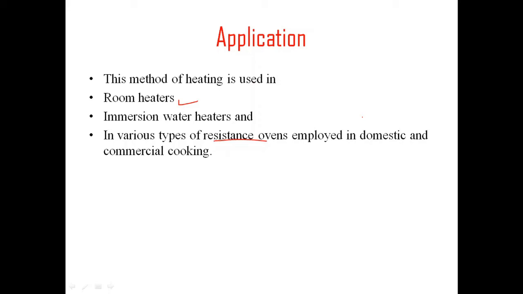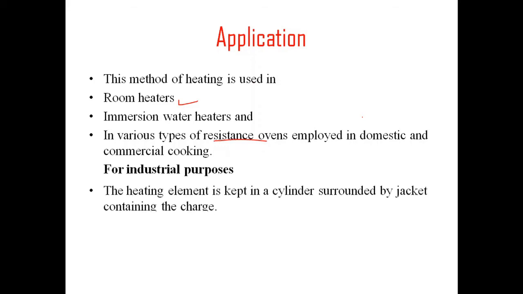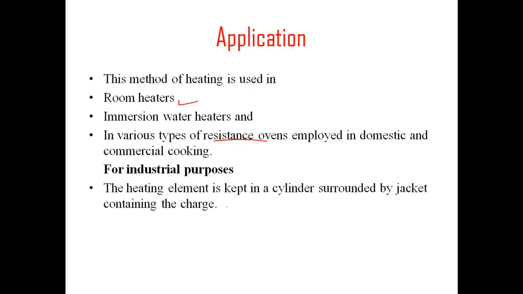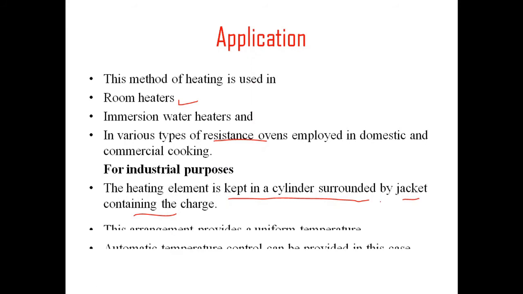Now let's have a look at industry. Means how do we use it in an industry? In industry we use it in a furnace. For industrial purposes, the heating element is kept in a cylinder surrounded by a jacket containing the charge. So the charge is placed in a jacket, the cylinder will be surrounded by that charge, the cylinder will get heated, and that heat is transferred to the charge. So that will be in the big range.